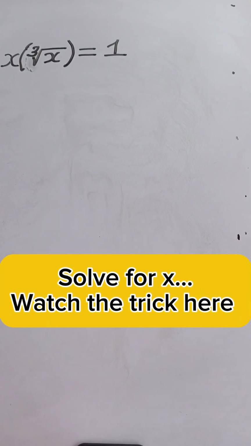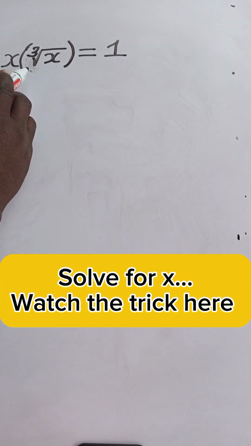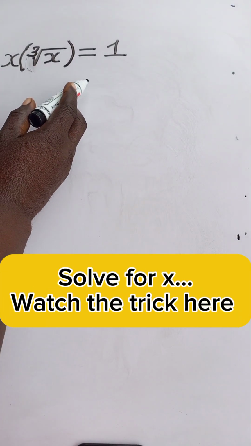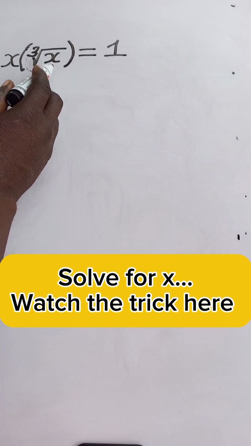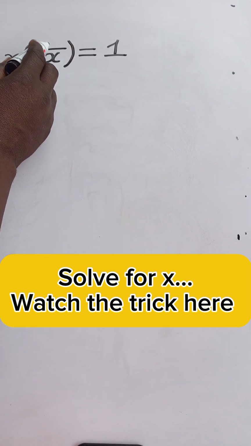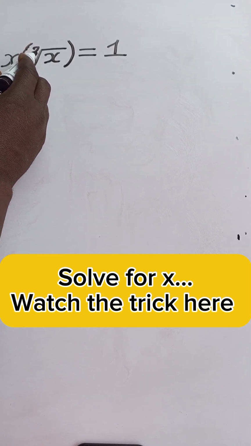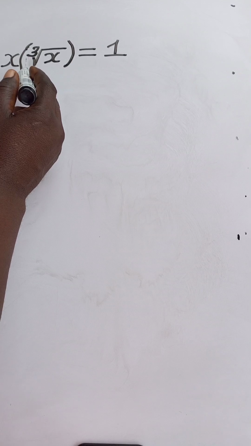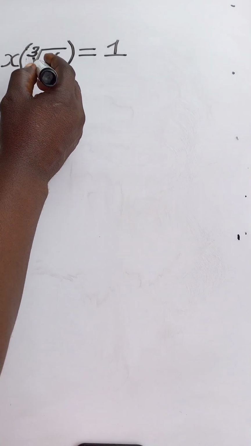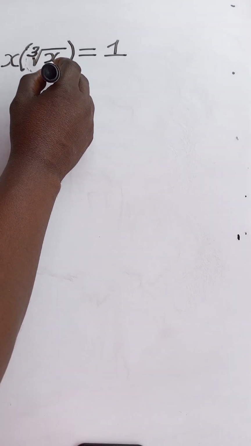Solve for x the equation x into cube root of x is equal to 1. Okay, so to go ahead to solve this, the first thing to do is to remove this cube root. To remove this cube root, we carry out the opposite operation of cube root, which is cube. So we're going to cube both sides of this equation. Let's go ahead and do that.